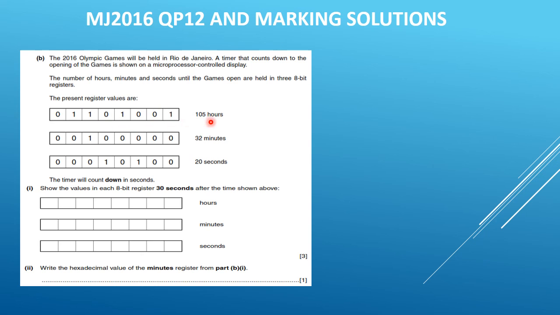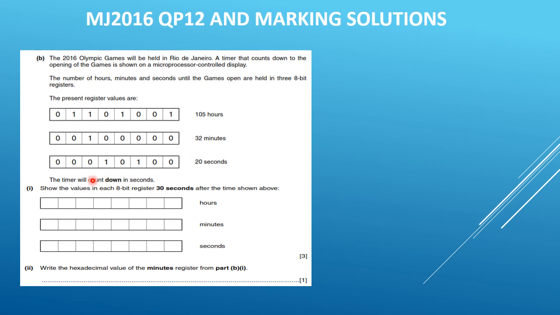You can see 105 hours. The value of 105 hours in binary is given in the 8-bit register. Then 32 minutes is given in an 8-bit register. And then 20 seconds is given in an 8-bit register. The timer will count down in seconds.